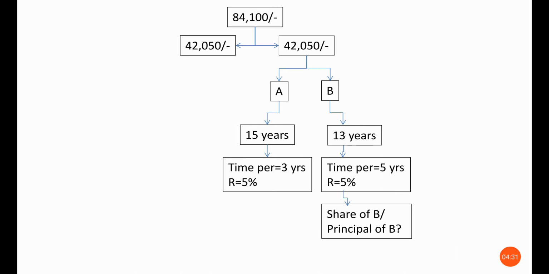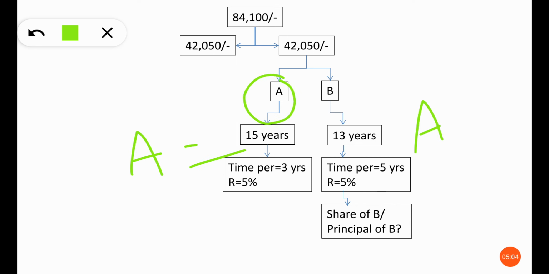Let me explain the complete question in the form of a flowchart. A woman had savings of 84,100. She has divided this amount into two equal parts. One part is given to her husband and another part is given to her two children, A and B. A's age is 15 years and B's age is 13 years. She divided in such a way that when they attain the age of 18 years, they will receive the same amount. That means the amount received by A will be equal to the amount received by B.